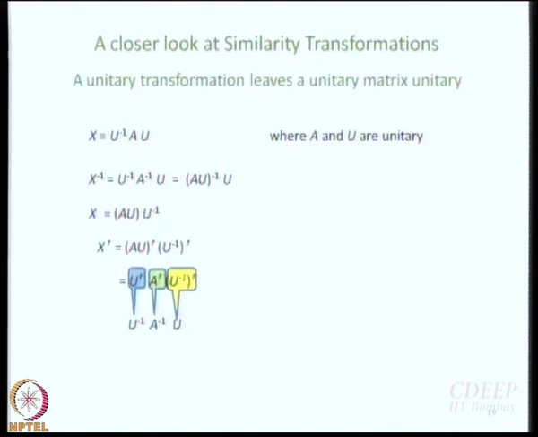right. And what is U inverse A inverse U? Will you not agree with me if I say it is X inverse, right, because we have started with X equal to U inverse A U. So, what do we get? We get X dagger equal to X inverse. Is that not the condition for X to be unitary, right. So, we have proved this somewhat funny sounding theorem, that a unitary transformation leaves a unitary matrix unitary.